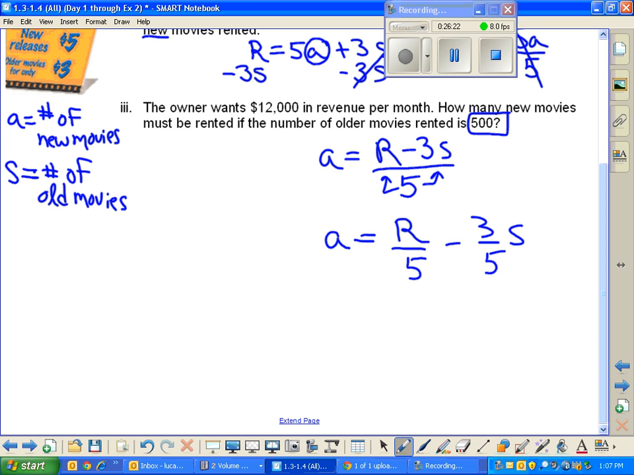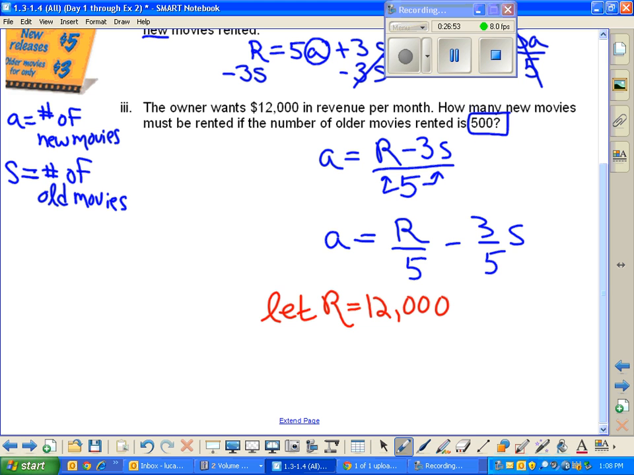Do you have questions about that, Billy, or are you okay with it? Okay. So in part 3, it says the owner wants $12,000 in revenue per month. So now what we have to do is let R equal $12,000. That's how much he needs to bring into the store in a month. How many new movies must be rented if the number of older movies rented is 500?